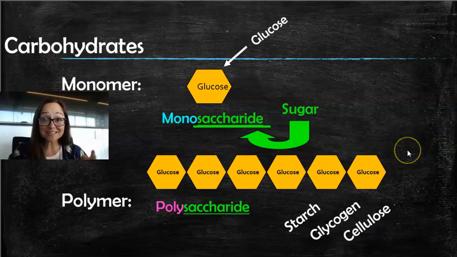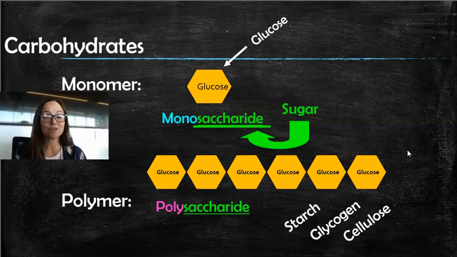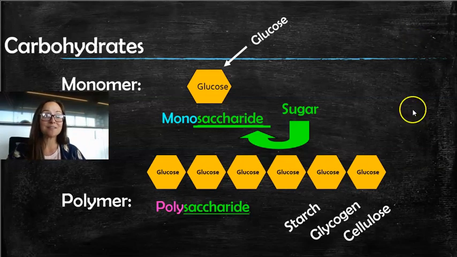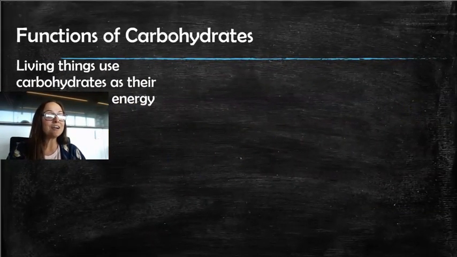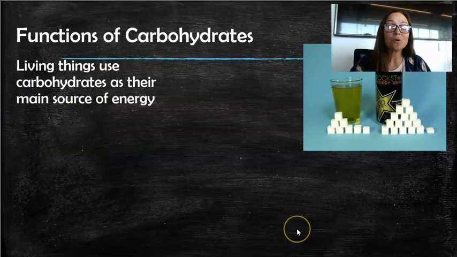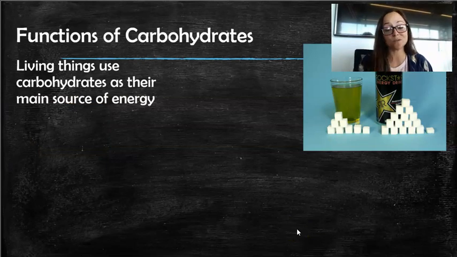Then plants, because they get to build themselves out of air and water and nutrients from the soil, will actually chain together glucose molecules into their cell walls, and that's cellulose. Cellulose is what makes plant cell walls, and that gives them structure and support. When we look at some functions of carbohydrates, we see that they're one of our main sources of energy.